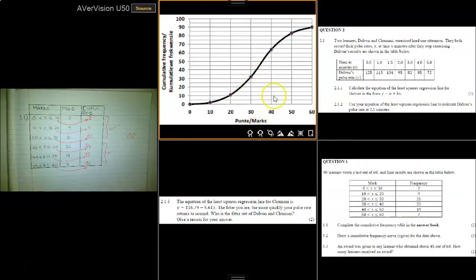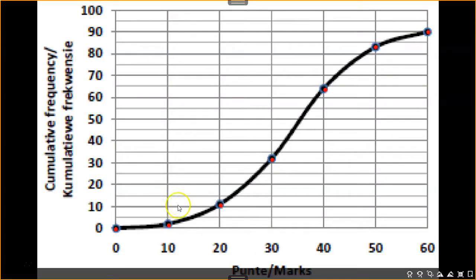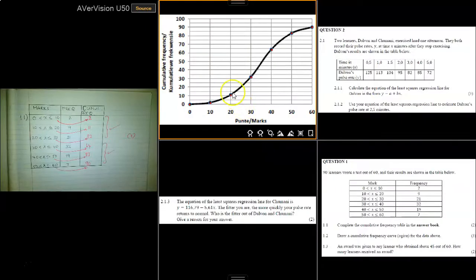40 and 64, there's 64 just below 65, and then 50 and 83, there's 83 just below 85, and then obviously 60 and 90. So this will then be your ogive. So your marks will be given for your anchor there, your upper boundary there, and obviously your cumulative frequency as well, right? So for that you will get 3 marks. Let's have a look at the next question.